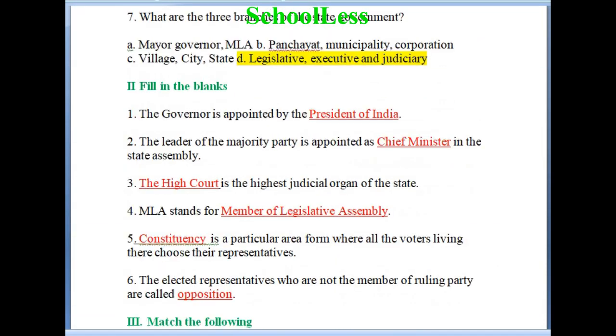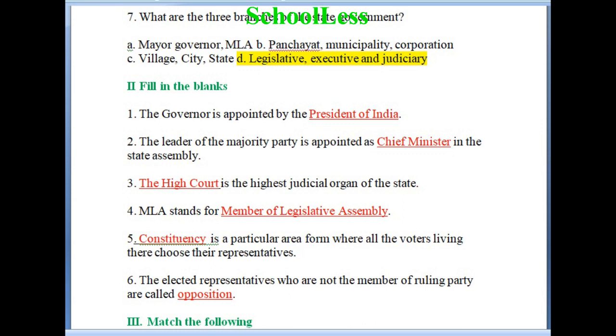Question 7. What are the three branches of the state government? A. Mayor, Governor, MLA. B. Panchayat, Municipality, Corporation. C. Village, City, State. And D. Legislative, Executive and Judiciary. We have seen in the lesson that legislative, executive and judiciary form the three branches of the state government.